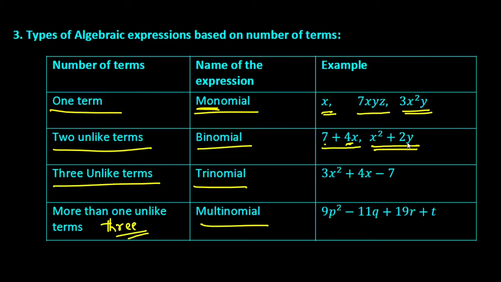Here x square plus 2y. X square is one term and 2y is a second term. Here we have two unlike terms. So it is a binomial. Here 3x square plus 4x minus 7. We have three unlike terms, so this is a trinomial. Here we have four unlike terms, 9p square minus 11q plus 19r plus t. When there are more than three unlike terms, it can be called a multinomial.